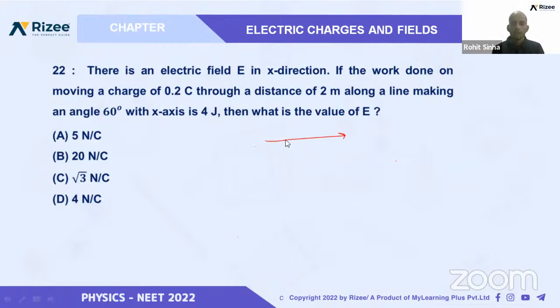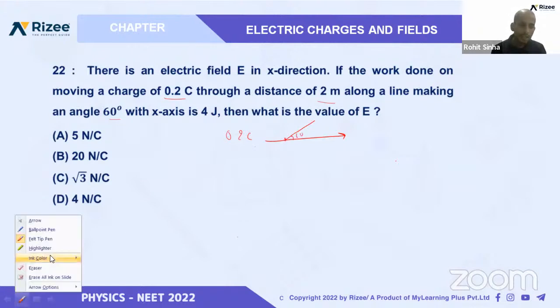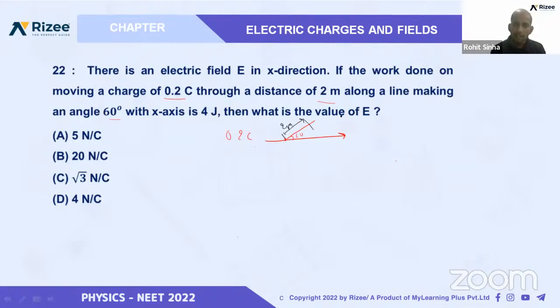In this question, you are seeing that the electric field is along the x direction. The work done on moving a charge of 0.2 coulomb along a distance of 2 meter along the line making 60 degree with the x-axis. From here 60 degree here, and from here we have to move 2 meter here, and it is telling that the work done is equal to 4 joule.